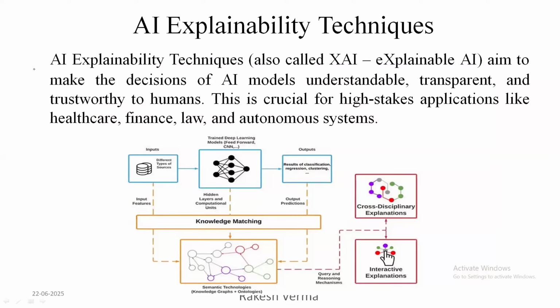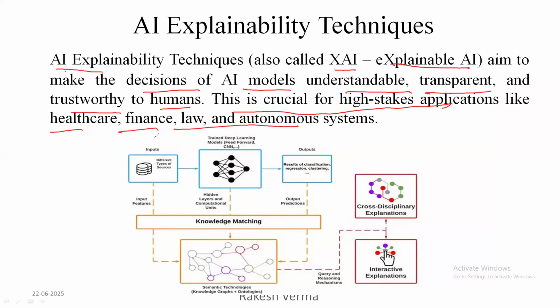Next one is AI explainability techniques. What are AI explainability techniques? When we talk about AI explainability techniques, it is also short-formed as XAI, that is explainable AI, which aims to make the decisions of AI models understandable, transparent, and trustworthy to humans. This is crucial for high-stakes applications like healthcare, finance, law, and autonomous systems.